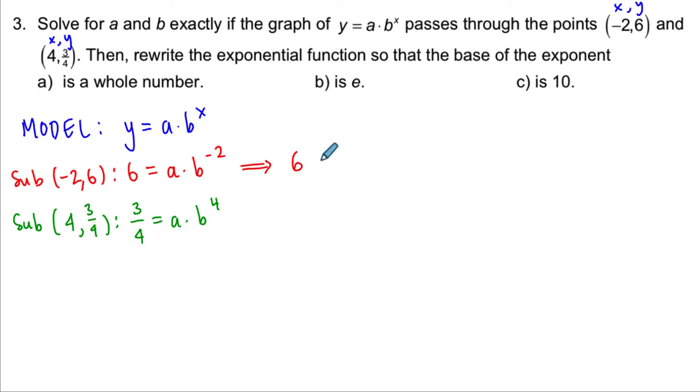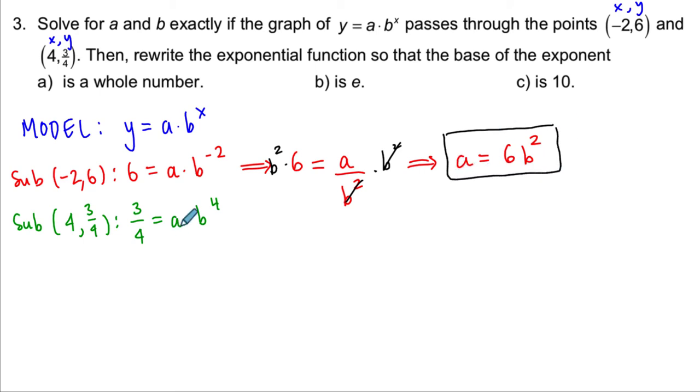First, I will notice that this says 6 is equal to a divided by b squared. And then if I multiply both sides of the equation by b squared, that will get rid of the denominator, and I will end up with a equals 6b squared. Then I can take that expression and substitute it into the second equation, the green one, where I have the value for a. So now the green equation says that 3/4 is equal to my value for a, which is now 6b squared, multiplied by b to the 4.